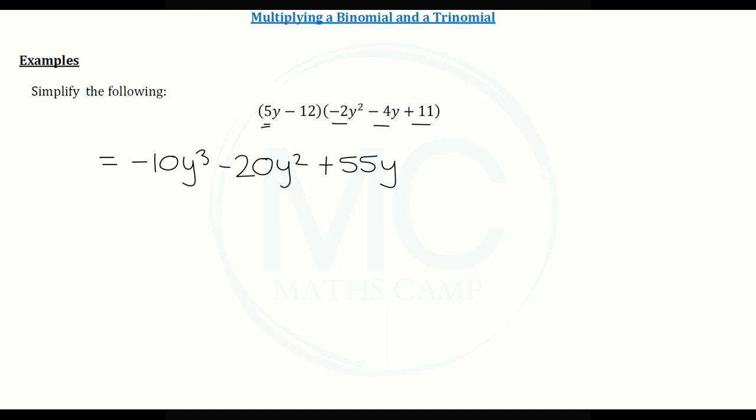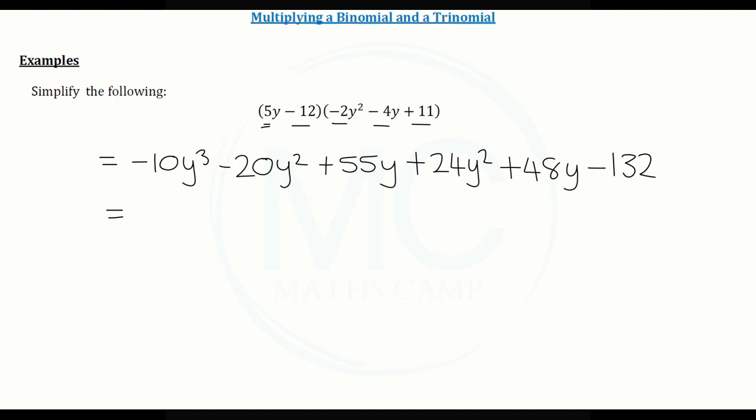Next, we need to multiply negative 12 by every term in the trinomial. Negative 12 multiplied by negative 2y squared gives us positive 24y squared. Negative 12 multiplied by negative 4y gives us positive 48y. And finally, we multiply negative 12 by 11, and we get negative 132. Now we can add like terms.